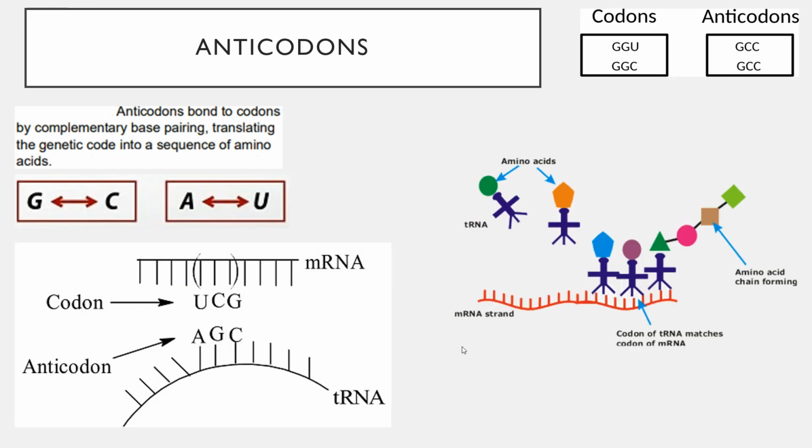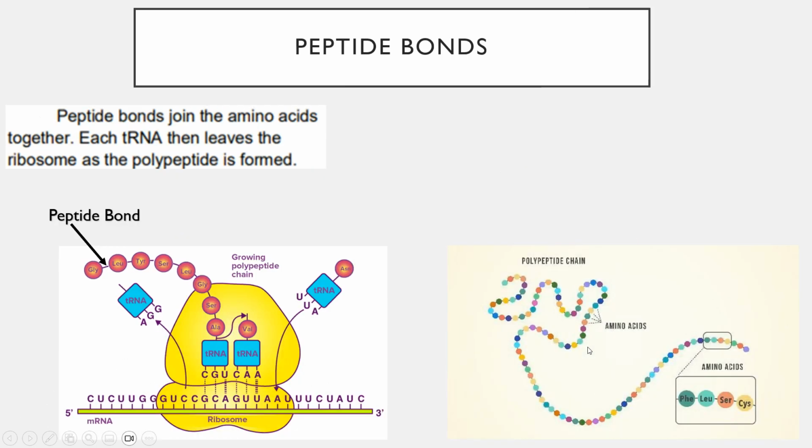So the important features of the tRNA include the anticodon. The anticodon will be complementary, the opposite to the codon of the mRNA. So G with C and A with U in RNA. So that's how we can go from a sequence of bases to a sequence of amino acids. So it binds to the mRNA, codon to anticodon.